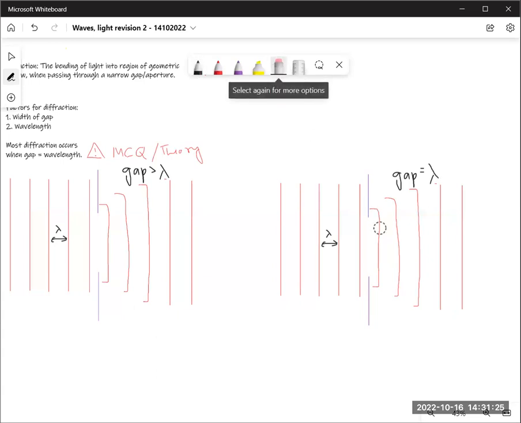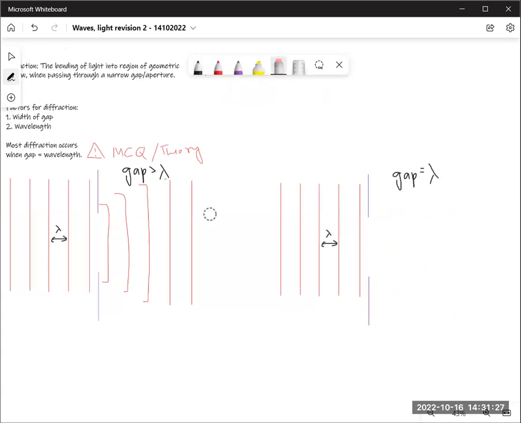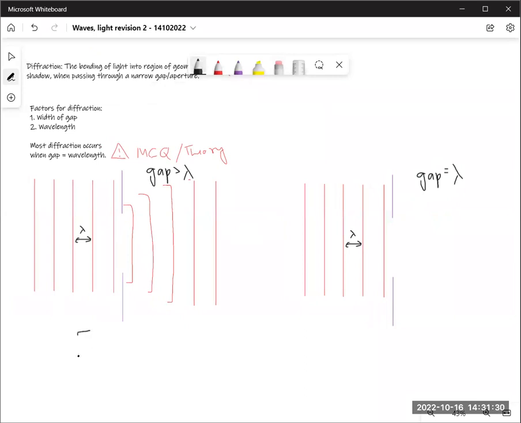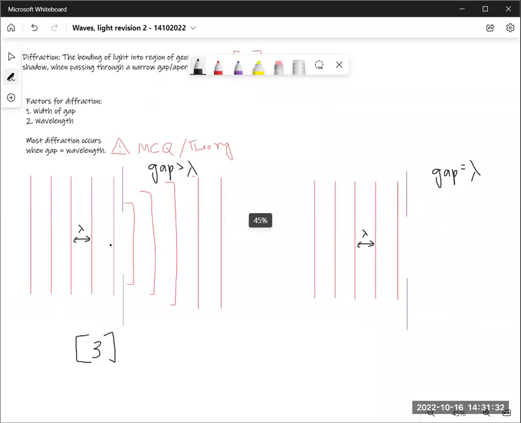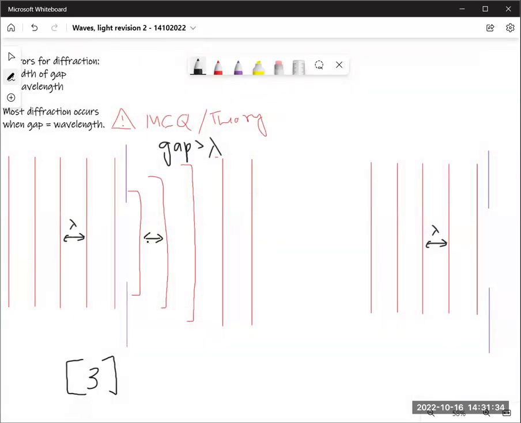Are we supposed to draw those? Yes. This in the exam is 3 marks, Anas. What are the marks for? The marks are for that the wavelength cannot change. The wavelength does not change. All of these are the same wavelength.